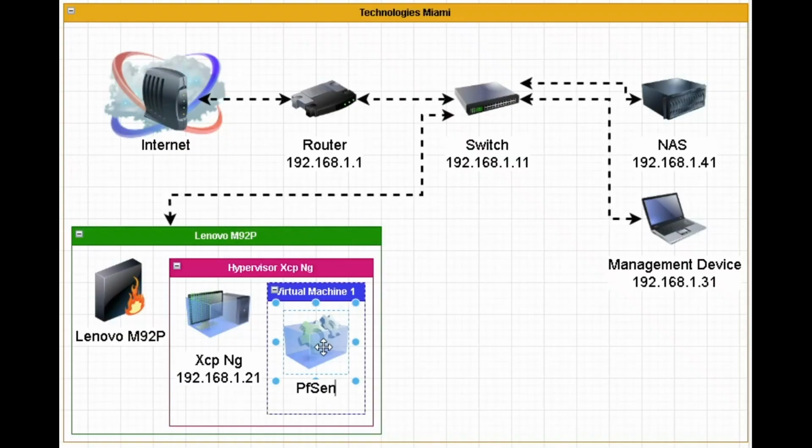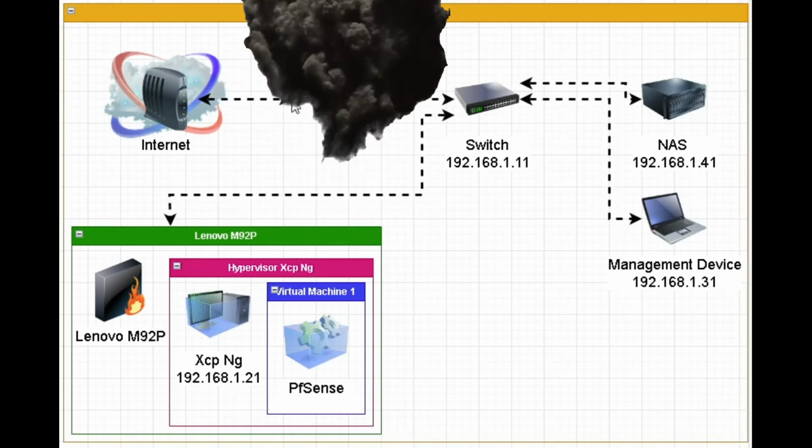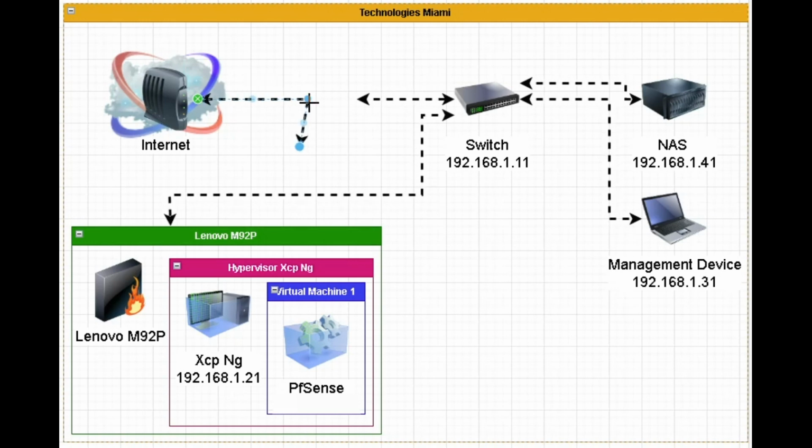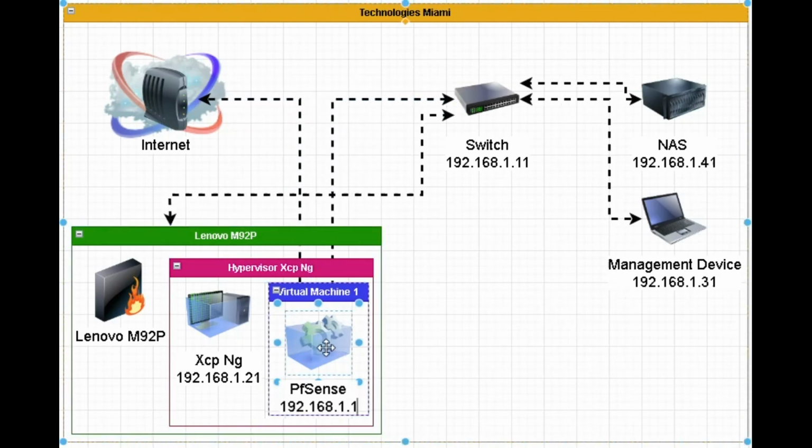Now let's plan how our virtual machines will fit in our network. Our first virtual machine will be pfSense, serving as the firewall and the router, and eventually will replace our existing router. Once it's in place, we'll assign its IP address as 192.168.1.1 and the router will rest in the closet. Hasta la vista, baby.